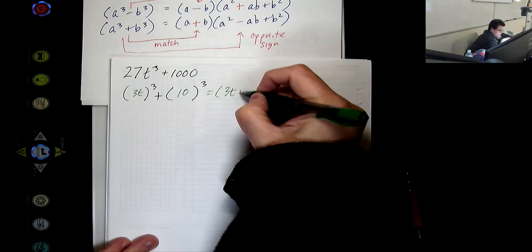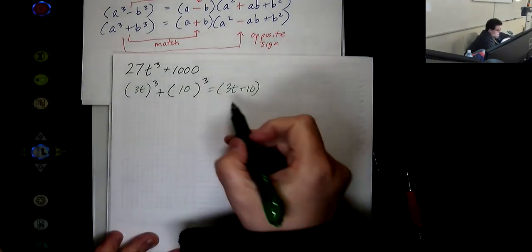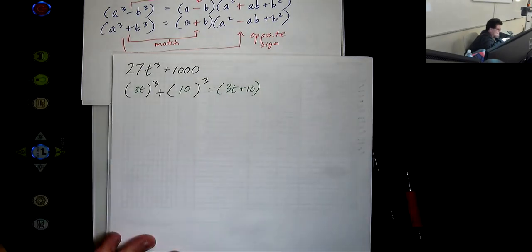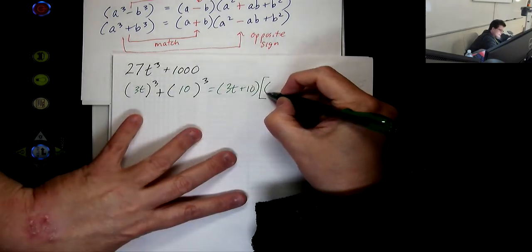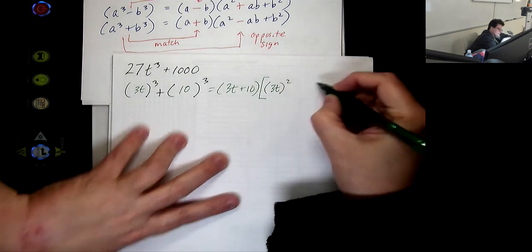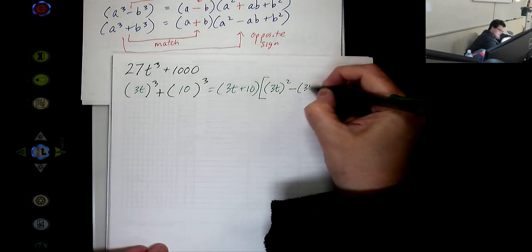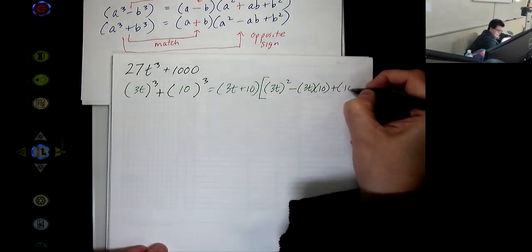No magic. This is why I put a curl on my t's, because when you get a t and a plus right next to each other, that's confusing if you don't have a curl. All right, now this is the part where I recommend putting this in squares. And then this one was a plus, this is a minus. I've got 3t times 10. And then this one is 10 and then squared.